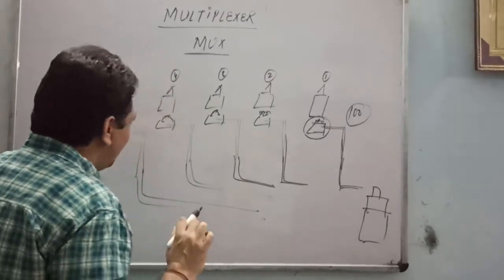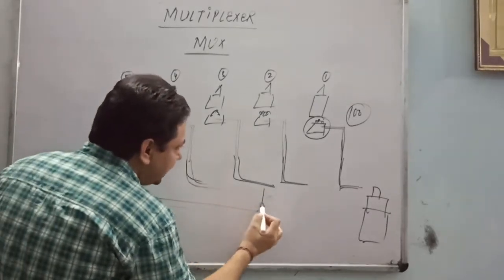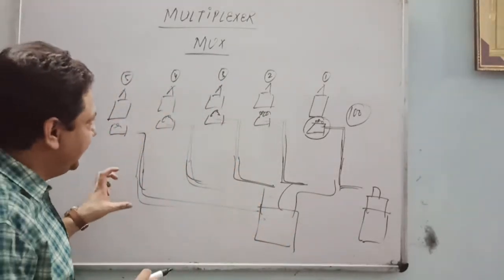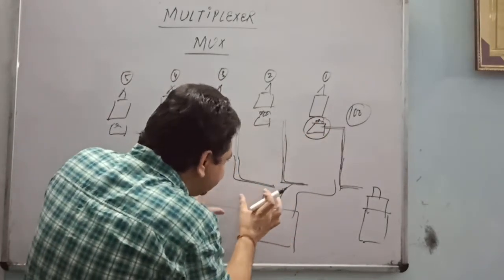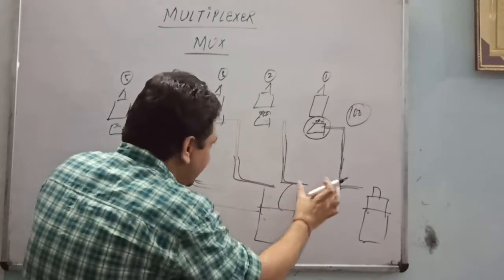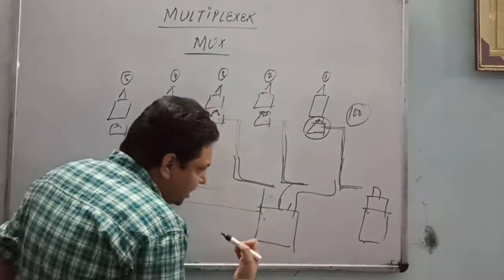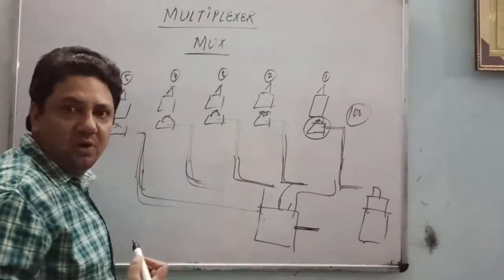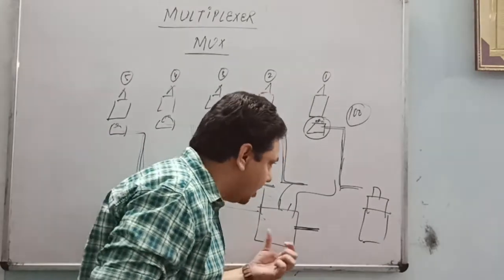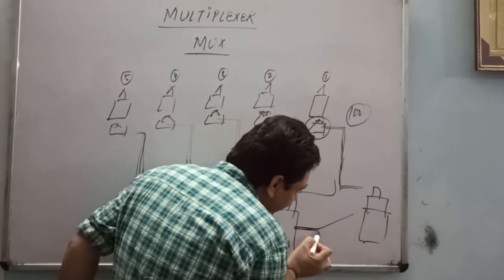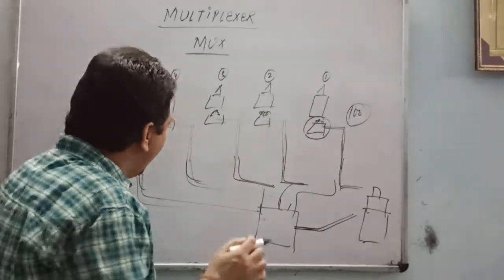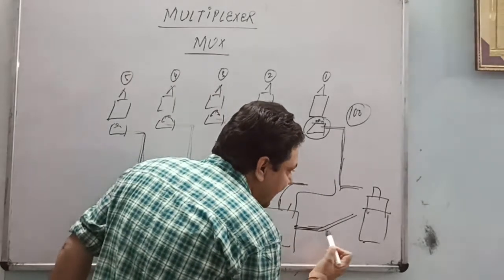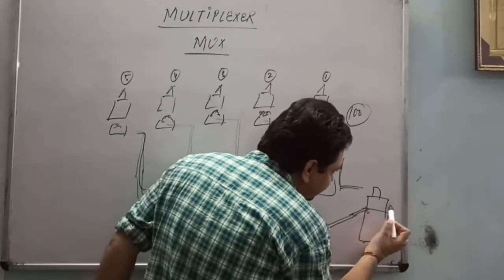The solution to that: what we will do is terminate all these lines in a box. Our team will terminate all these telephone lines in a box. All these telephone lines will be terminated in a box, and from this box one single wire will be generated as an output. As output, one wire will come out from this box, and it will go to the exchange. Hope you understand. All the area's telephone lines will be terminated in this box, and this box will generate one single line. This line will go to the exchange.